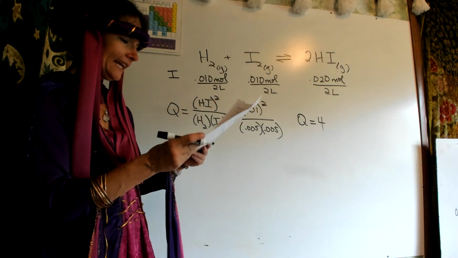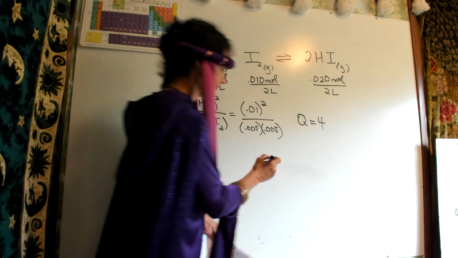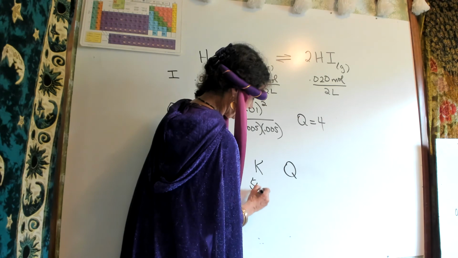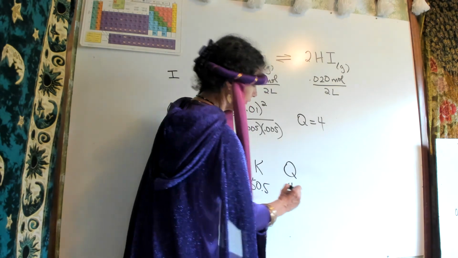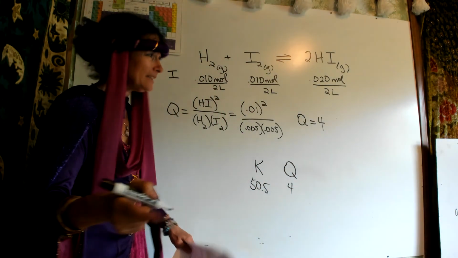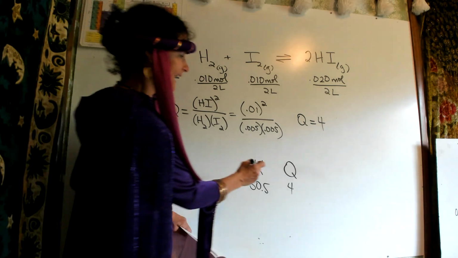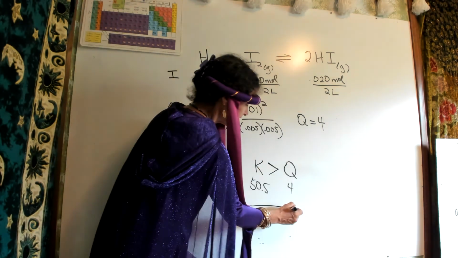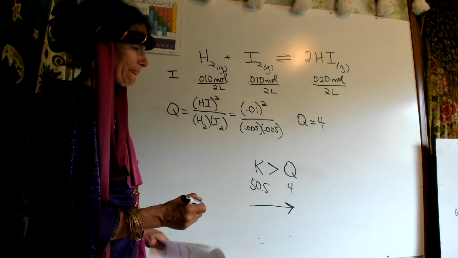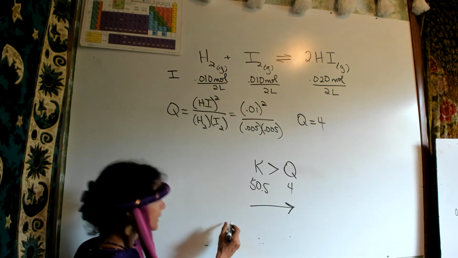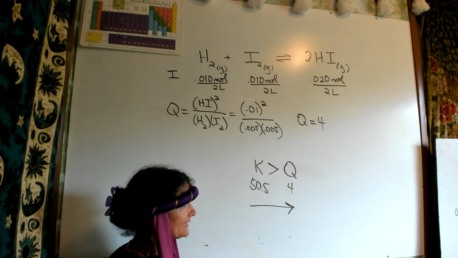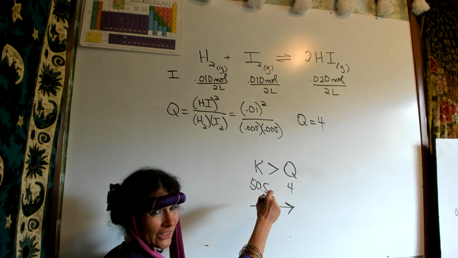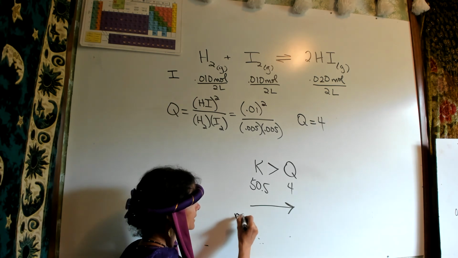So now we compare to K. K was given in the problem that K is 50.5. Alphabet, K always comes before Q. K is 50.5. Oh, you can't tell me I'm going too fast because you can stop me. Do it yourself. K is the larger number this time, so the alligator eats the K. His nose is pointing towards Q. So, proceeds forward. So, is the system in equilibrium? No. Unless K and Q are equal, so the reaction moves forward.